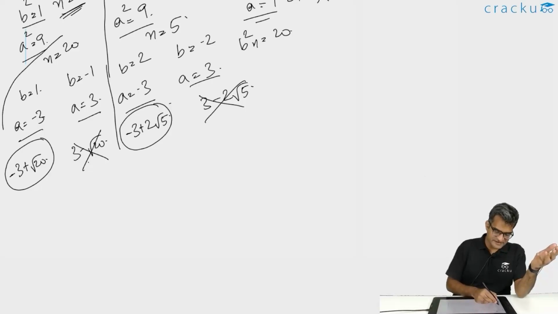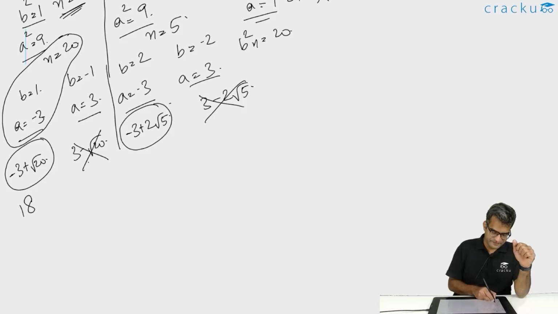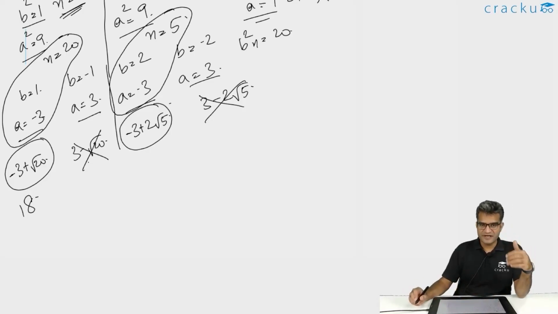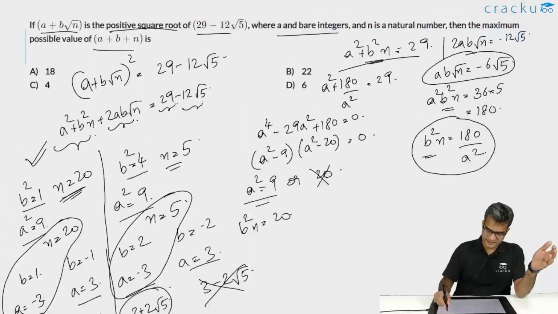In this case, n is 20, b is 1, a is minus 3, and the sum of a plus b plus n is 18. In this case, n is 5, b is 2, a is minus 3, and the value of a plus b plus n will be equal to 4. We are trying to maximize, so the correct answer is 18, which is option A.